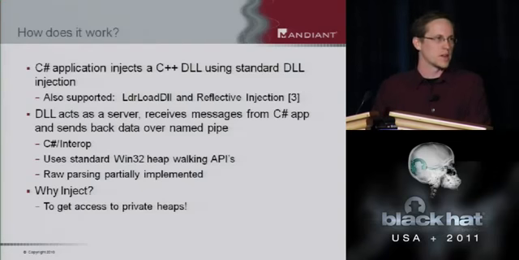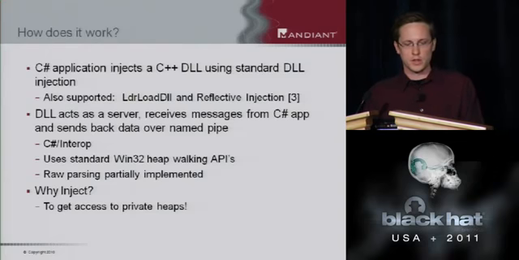So you may ask, why do you inject in the process? Why don't you just use existing Windows APIs? Because an external process can't access another process's private heaps without being in that process address space.